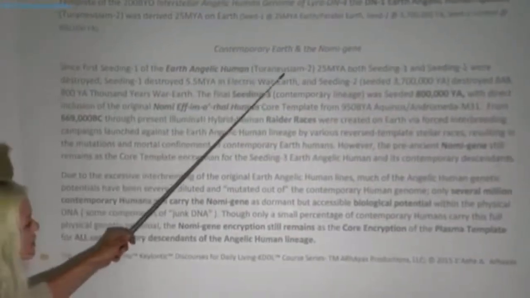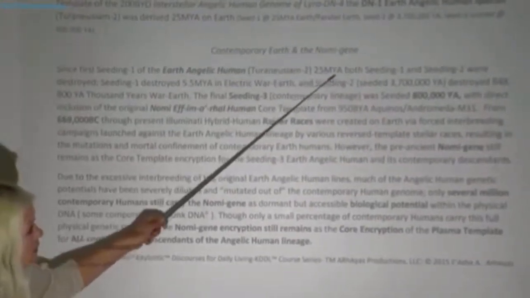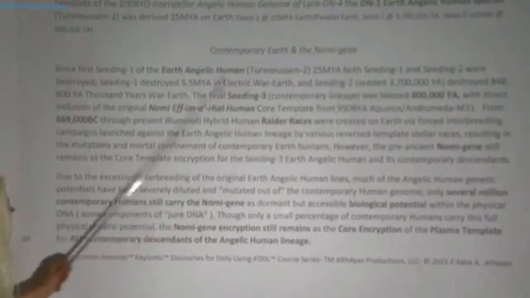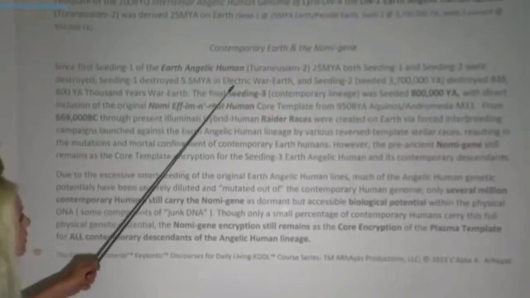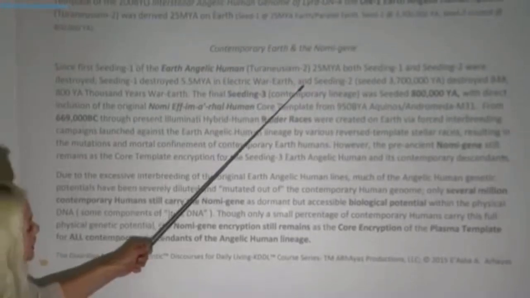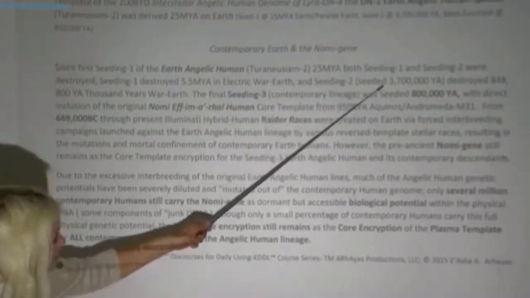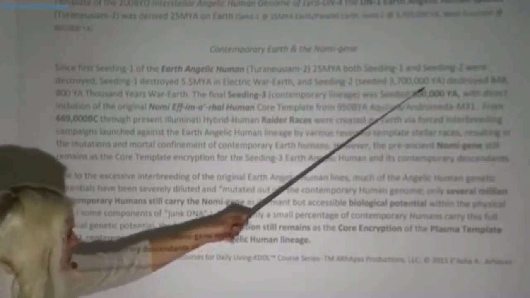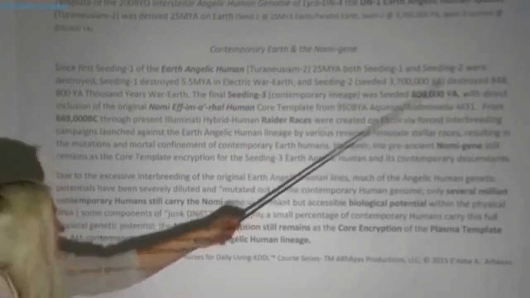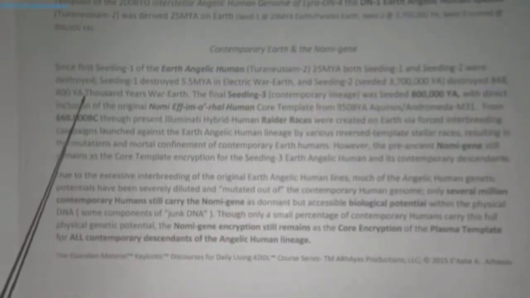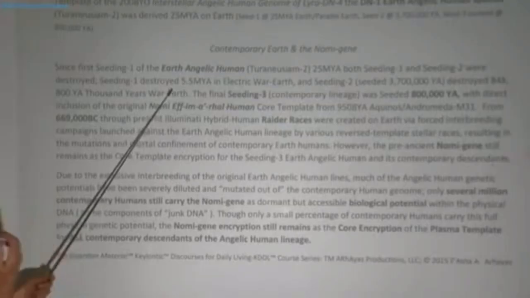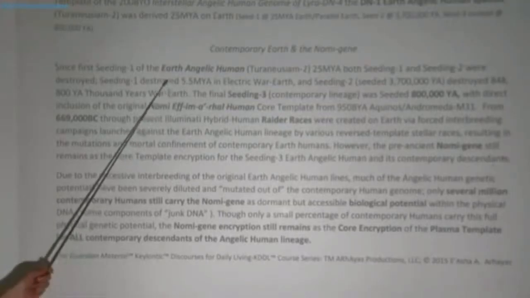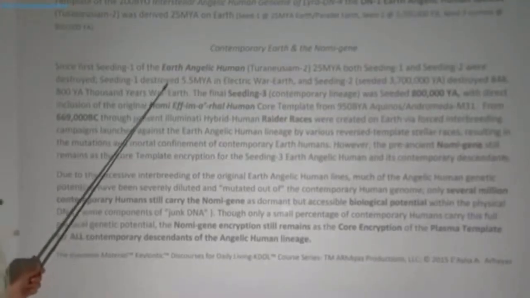Since the first seeding of the Earth angelic human, the Taurinaceum 2, 25 million years ago, both seeding 1 and seeding 2 were destroyed. Seeding 1 was destroyed 5.5 million years ago in the electric wars on Earth. Seeding 2, seeded 3,700,000 years ago, was destroyed 848,800 years ago during the 1,000 Years' War on Earth. And these things were described in the Voyagers Volume 2 book, as far as this history part.